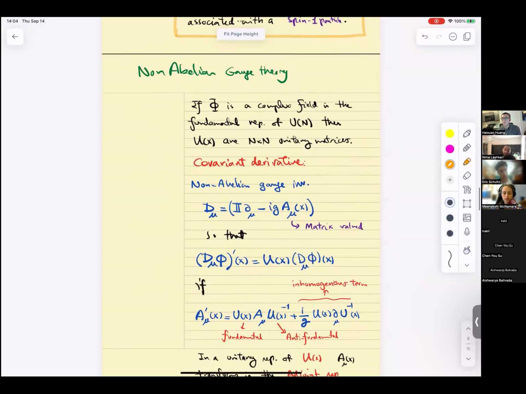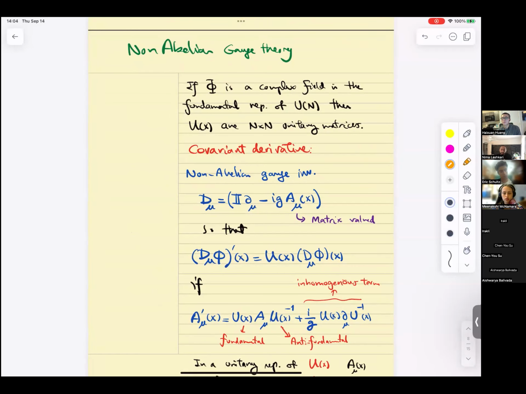Now, this generalizes easily to non-abelian gauge theory. So you could imagine instead of U1, you have UN, where your field is a complex vector field in the fundamental representation. When I say vector, I mean fundamental vector with respect to UN, right? And these U of x are n by n unitary matrices. Now your covariant derivative, these are now matrix-valued things, is identity, because it's matrix-valued, del mu minus i g A mu of x. g is the analog of charge for this non-abelian theory, where A mu of x is now a matrix-valued field. It transforms in a representation of UN.